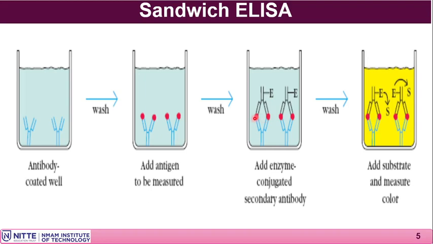Here, the antigen will be sandwiched between the primary antibody of the patient serum and the secondary antibody against the antigen. Once again, give a wash to this complex. After the wash, you add the respective substrate depending on which enzyme labeled antibody was used.